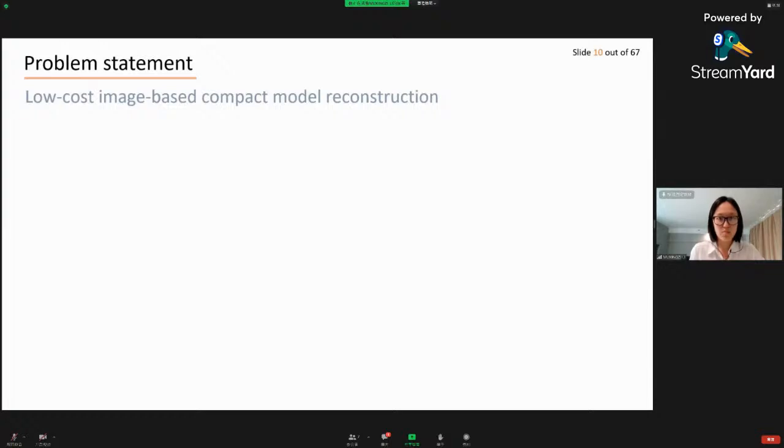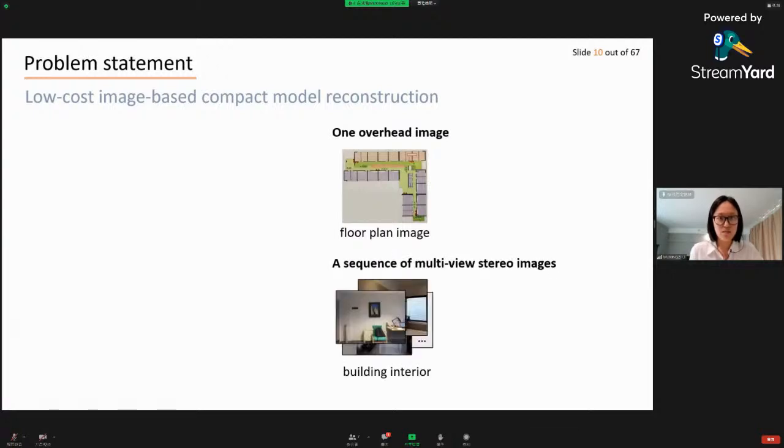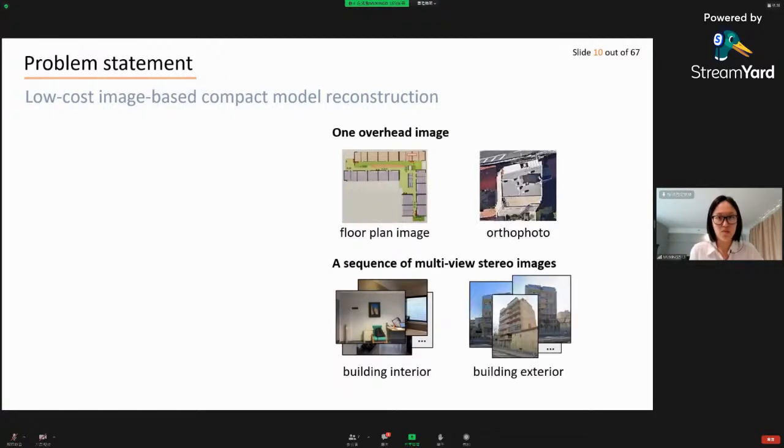This thesis explores the problem of low-cost image-based compact model reconstruction with a focus on urban objects. The input consists of one overhead image, for instance, a floor plan image, and a sequence of multi-view stereo images, such as images of the building's interior. The overhead image could also be an orthophoto from aerial shots, and the image sequence could be images of the building's exterior. The output will be a 2.5D model that is aligned with the multi-view stereo images.